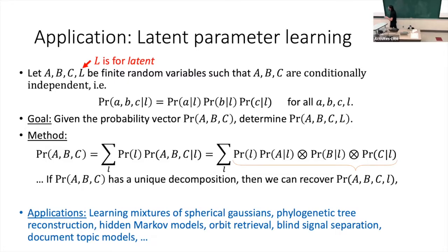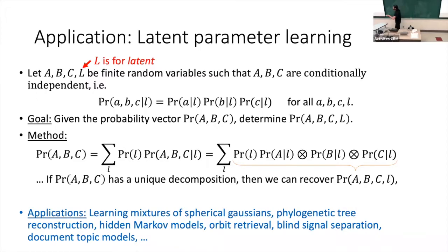One way to do this is through tensor decompositions. We can write the probability vector of A, B, and C and expand it over the outcomes of L. So L exists out there. We don't know what it is, but we know that this expansion exists. And then the assumption of conditional independence exactly corresponds to this conditional probability vector being a product tensor. So we know this L is out there, and it gives rise to a tensor decomposition of the probability vector of A, B, and C.